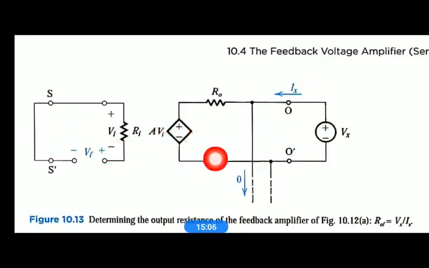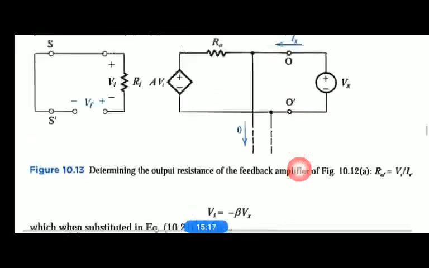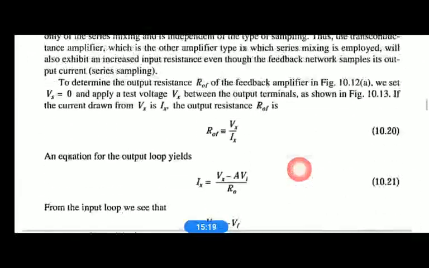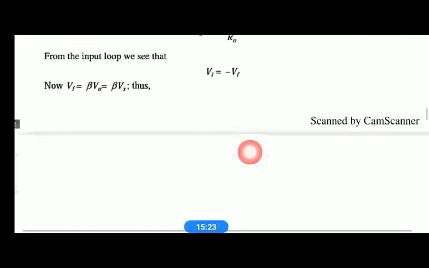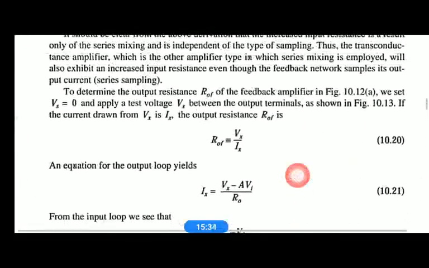So if you make this, then you analyze this circuit for the output resistance. You see the output resistance looking between O and O dash. We can say that the output resistance ROF is nothing but Vx by Ix, right? The applied voltage between O and O dash is Vx, and the current flow here is Ix. So the resistance here is Vx by Ix.